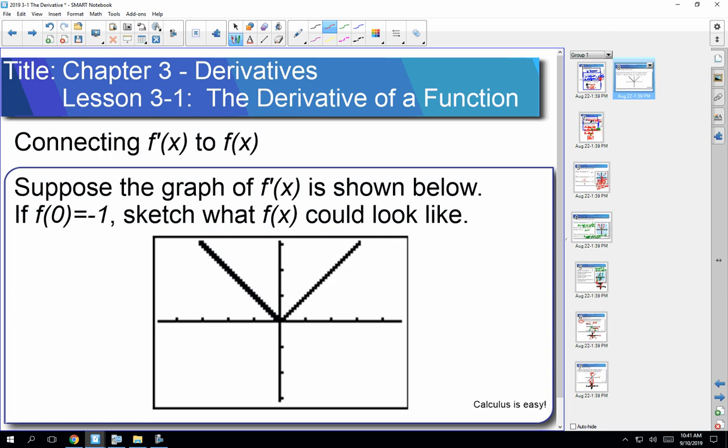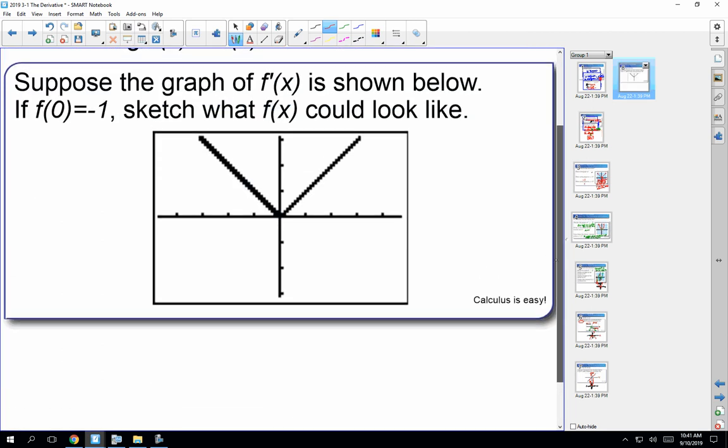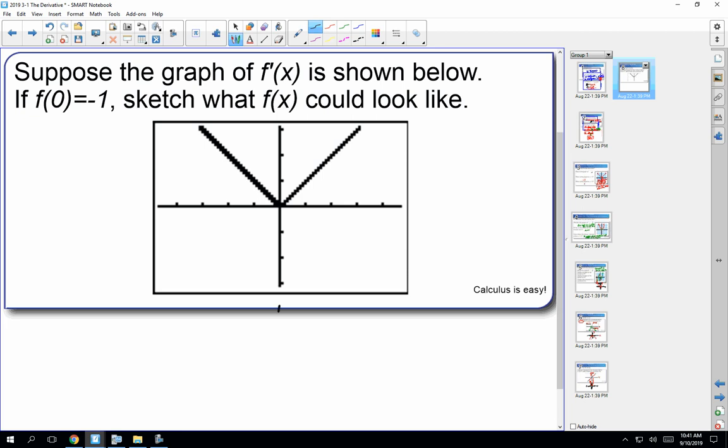What would we do? So we're graphing x versus y. We know that we've got a point at 0, -1. What's this telling me about slope in general to the left of that point 0, -1? What's the curve doing?